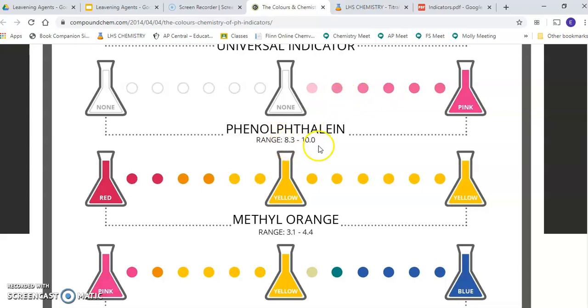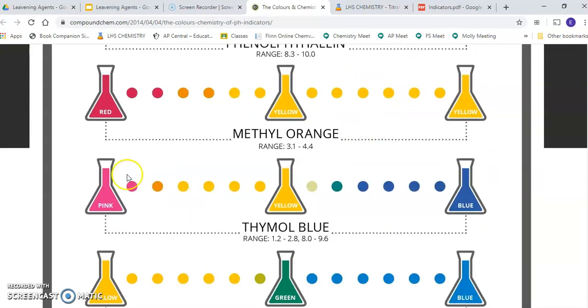What happens is the color transition occurs over the course of 8.3 to 10.0 in pH units. So if here is 7, 7 has no color. Here is 8 and 9, and then once you get to 10, it fully turns into that hot pink color. So it goes a pale pink, and then a more bright pink, and then finally this hot pink.